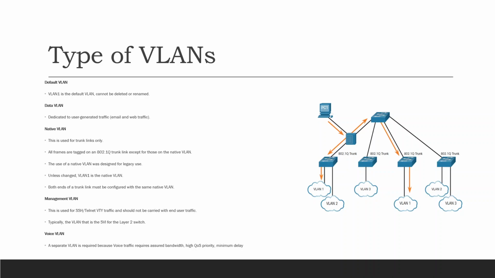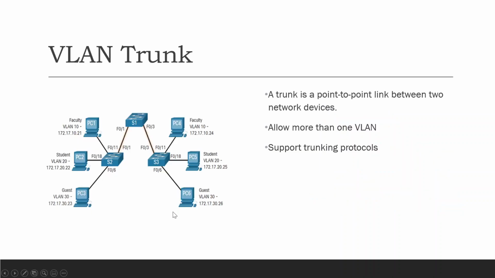A management VLAN is a data VLAN configured specifically for network management traffic, including SSH, Telnet, HTTP, and SNMP. When we configure an IP address for a Layer 2 switch, we configure the IP address on the management VLAN. So by default, VLAN 1 is a management VLAN as well. Voice VLAN is used to carry voice traffic because voice traffic has different requirements for bandwidth and delay.